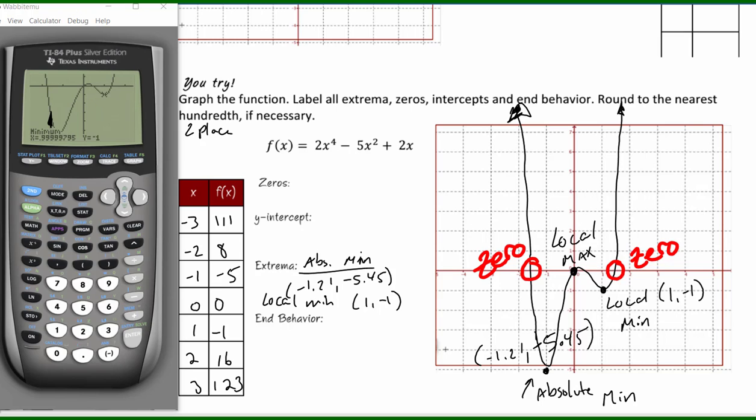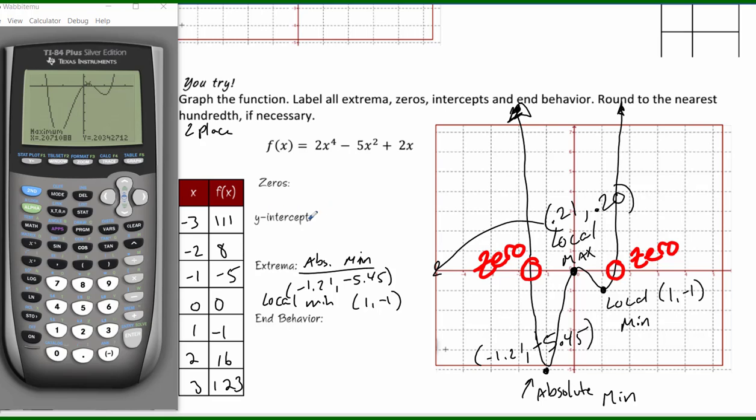Let's find our local max. We're going to go back to calculate. Now I want to find a max, so I'm going to hit number 4. Again, I'm going to hover over to where I think it is. I think it's right here. Hit left a couple times. Enter. Hover over it, hit right a couple times, and hit enter, enter, and I get this. So now let's round it. This local max is 0.21, comma, 0.20, in parentheses as an ordered pair. So we have a local max as our third extrema, and it is 0.21, comma, 0.20.